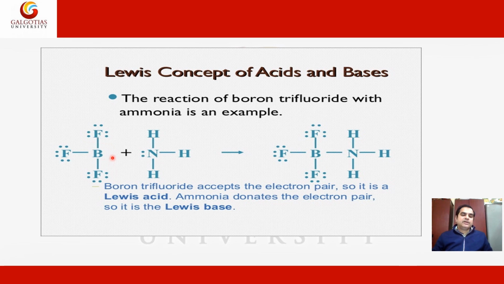It has only 6 electrons, while this nitrogen has an extra lone pair. So through this lone pair, it can make a coordinate bond with the boron, as we can see in this case. That's why it will behave as a Lewis base, while BF3 will act as a Lewis acid in the case of this example.